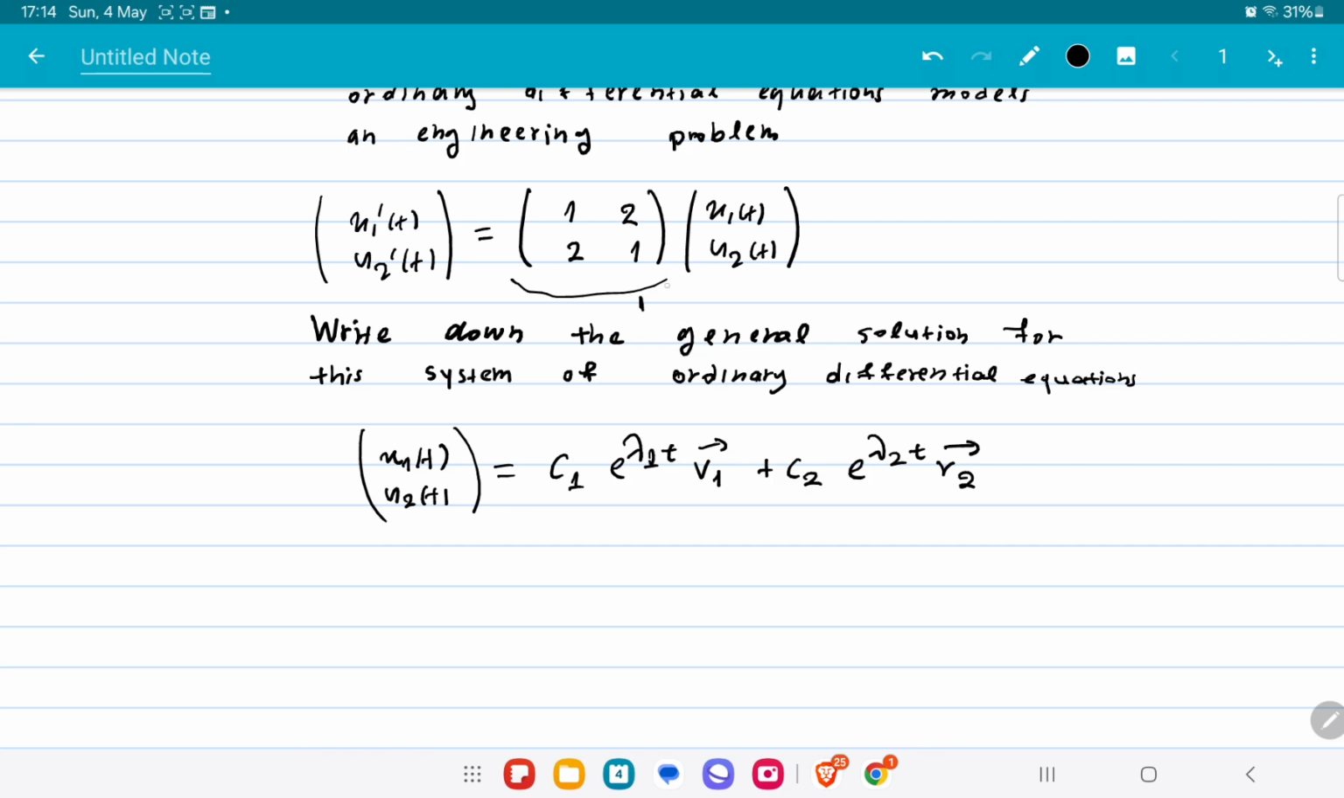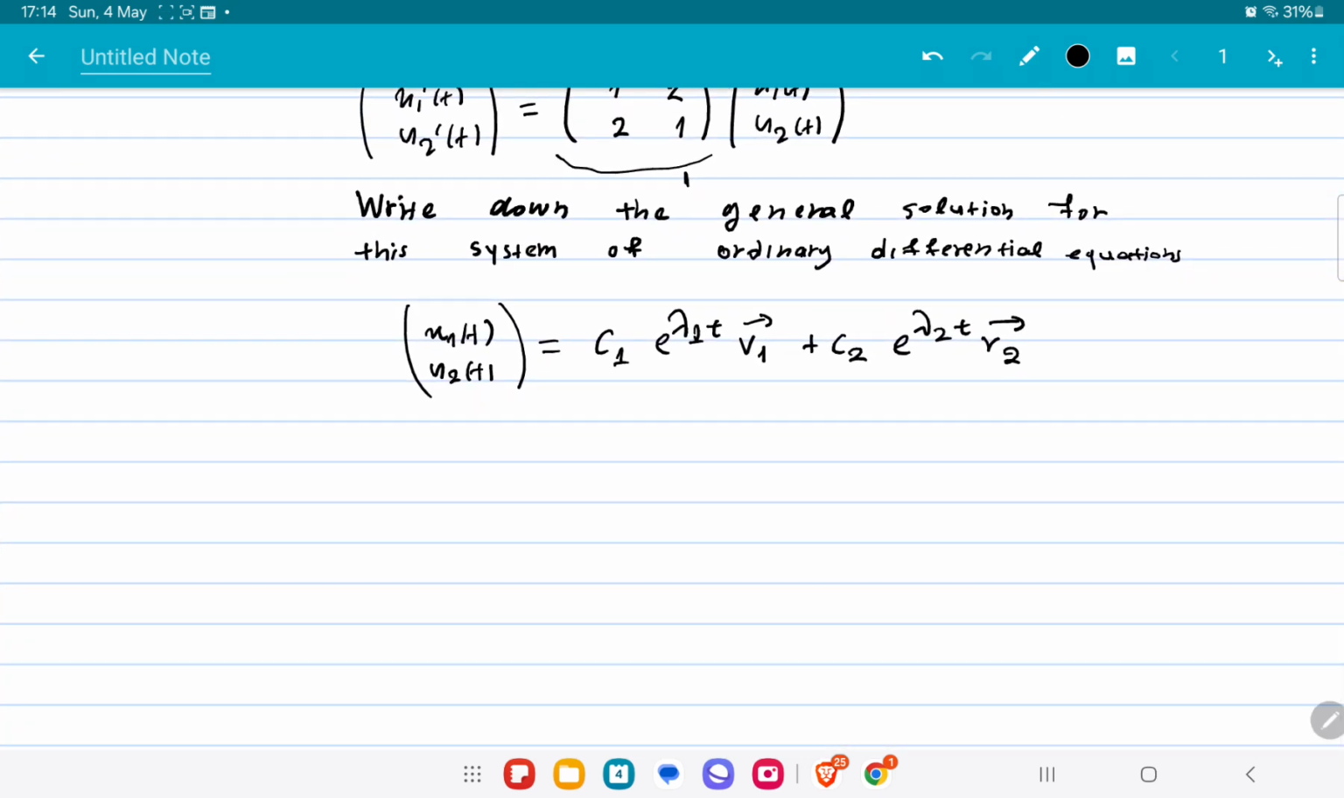v1 is the corresponding eigenvector to the eigenvalue lambda 1, plus the second term, which is c2 times the exponential, and here the power is lambda 2 times t, where lambda 2 is the second eigenvalue of this matrix, times v2, which is the eigenvector associated to the eigenvalue lambda 2.